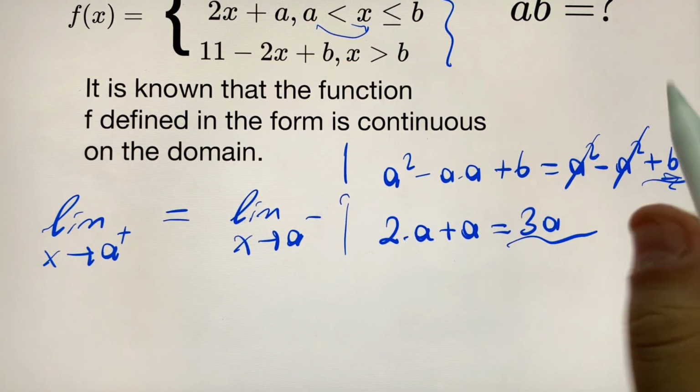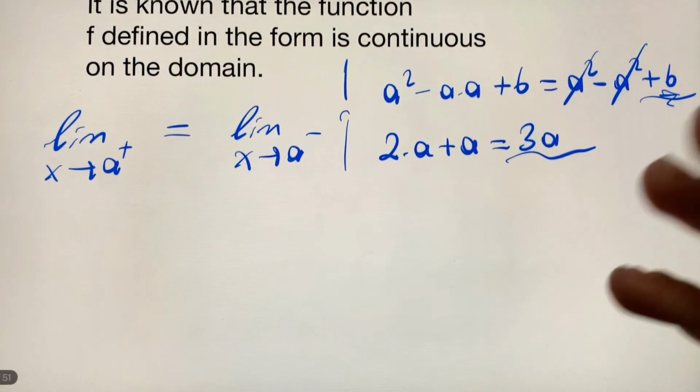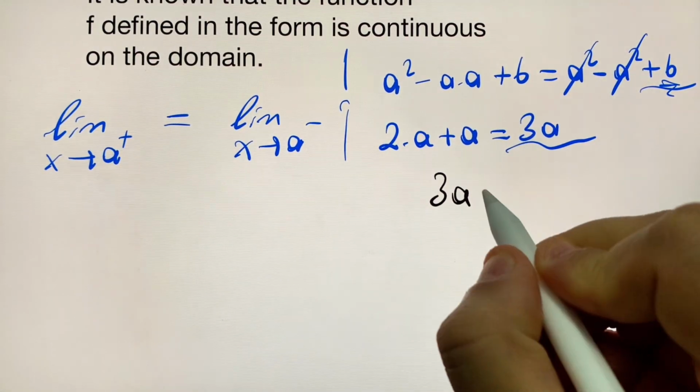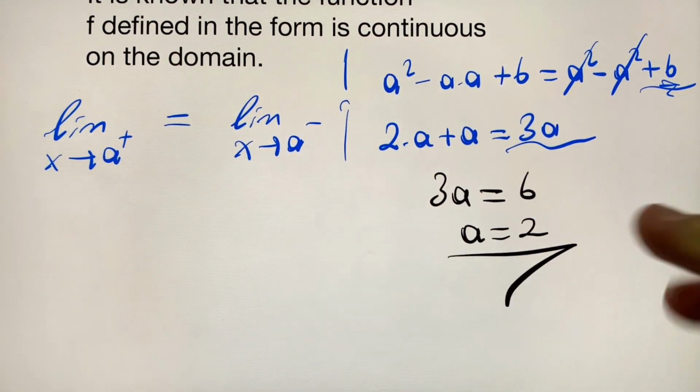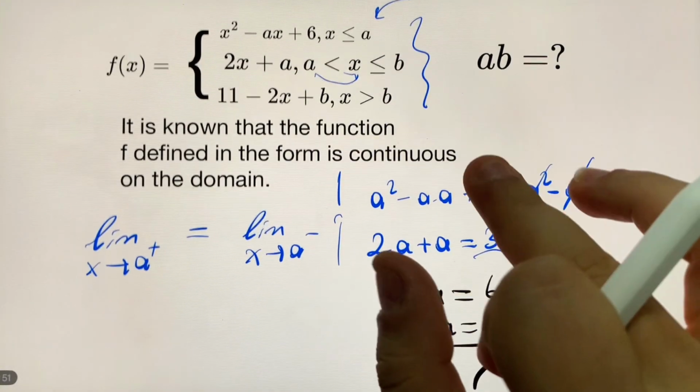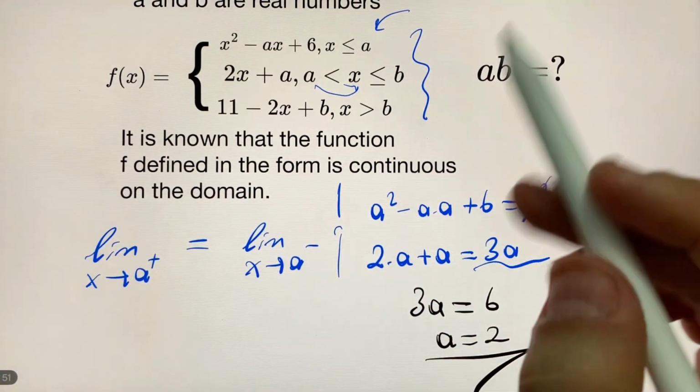Now with the expression here, what should the statement be? They must be equal to each other. Then the expression, we said 3a equals 6. What is the number? We said a equals 2. Since there is a limit at the number a, I wrote a instead of x.